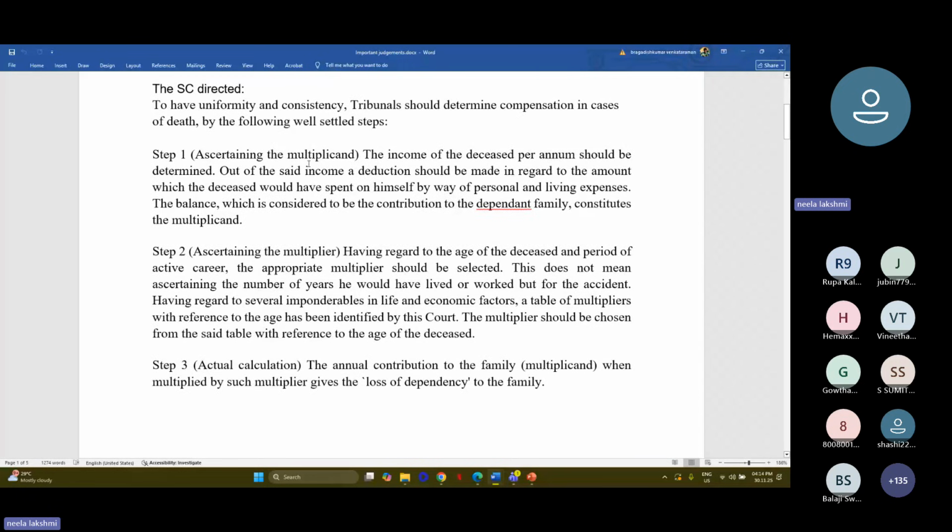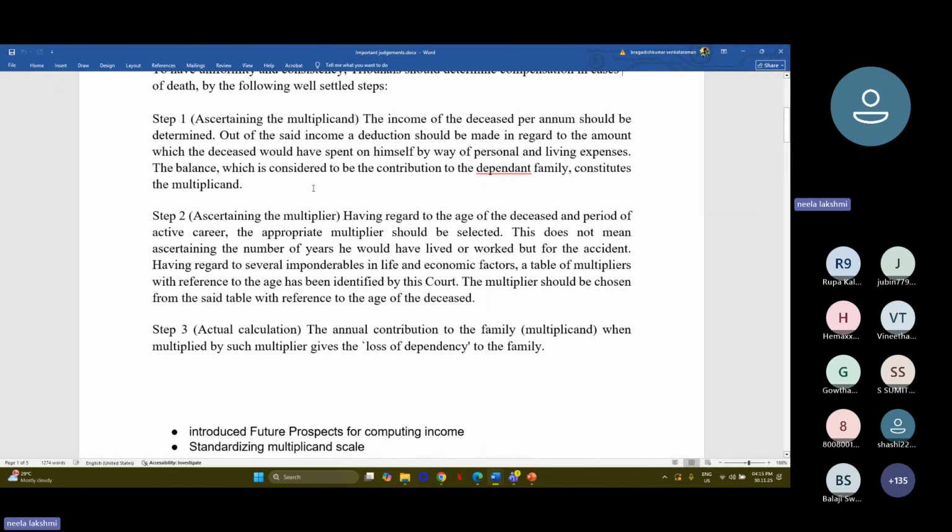In this, the major outcome of this case was to have uniformity in determining the compensation in case of death. This is a death case, and the SC, meaning Supreme Court, directed that there should be uniformity and consistency in determining the compensation in death cases. It directed some 3 steps on how to ascertain the correct compensation.